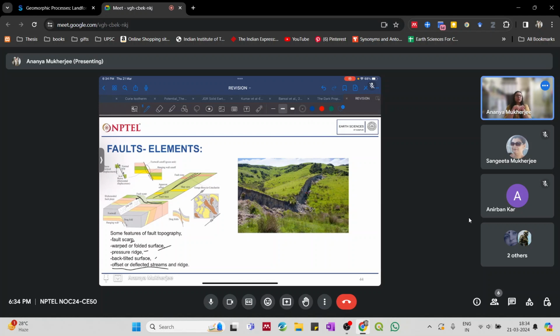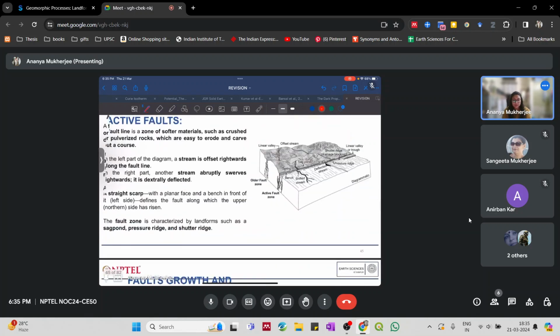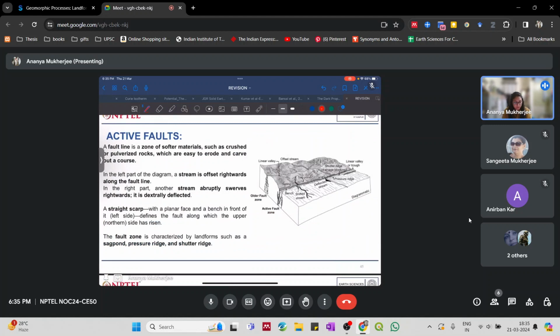Okay, so if you have a strike slip fault and the river was flowing through in between, now the course has got offset or deflected due to the existence of a fault. And you can see over here, this part is actually the fault scarp. You can see how the landscape has changed because of faults. With active faults, over here you have an offset stream, and over here also you have an offset stream.